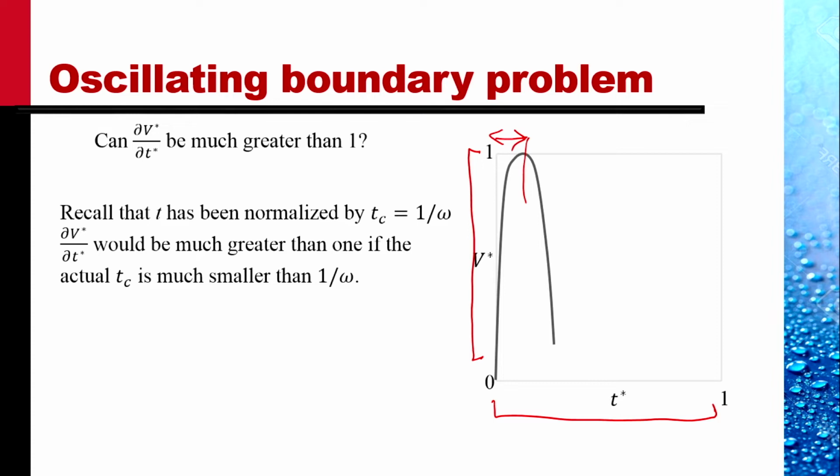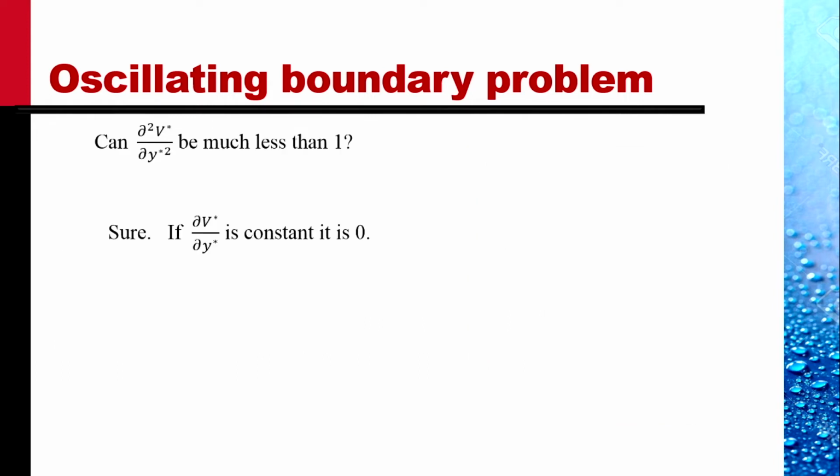Can the fluid velocity inside, or can the fluid velocity between the two plates oscillate faster than the fluid velocity at the bottom plate, which is forcing the flow? That does not appear to be physically possible. It's not physically reasonable. Can del star V star by del Y star square be much less than 1?